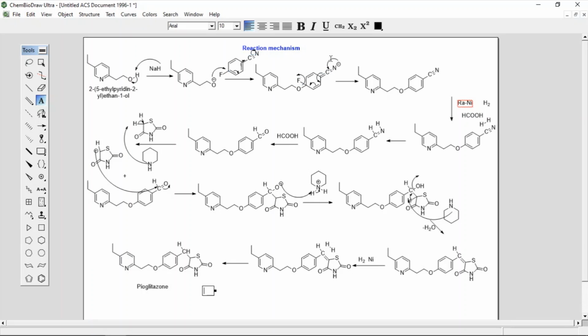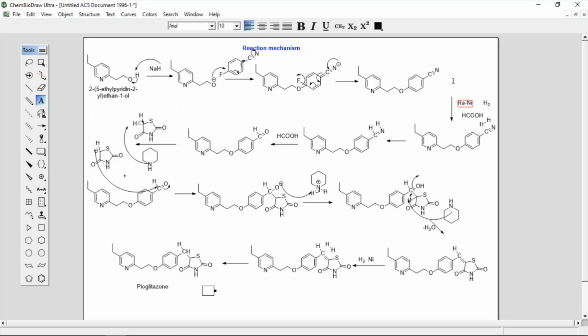There is a negative charge on nitrogen. Then this negative charge will delocalize here and form a carbon nitrogen double bond. Then this pi bond will delocalize, and fluorine is the leaving group, and you will get this product.